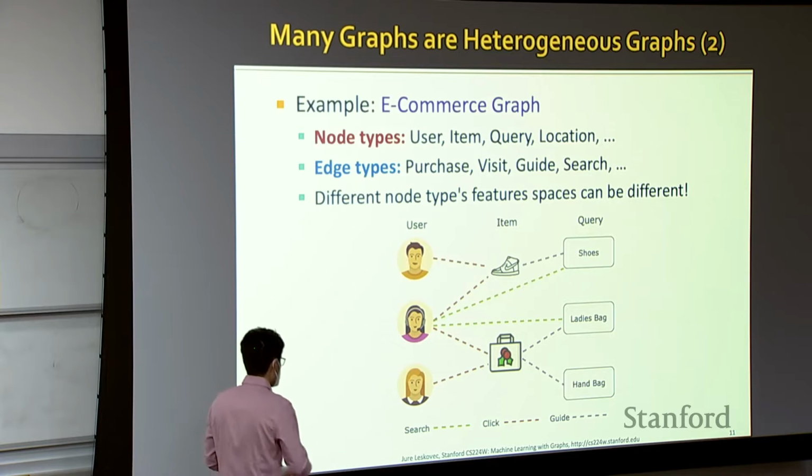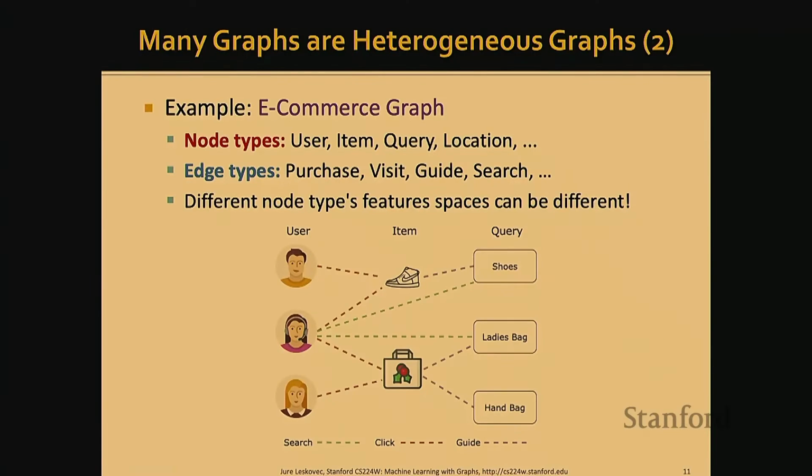Let's see more concrete real examples of heterogeneous graphs. Another very common use case is this e-commerce graph. For example, for recommender systems, we will have different users, different items, and different queries, and they can be represented as 3 different types of nodes. And then we will represent their interactions as the edges.